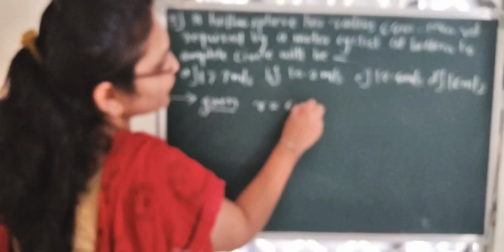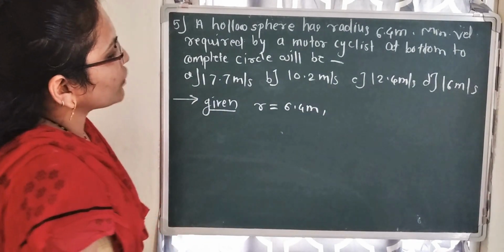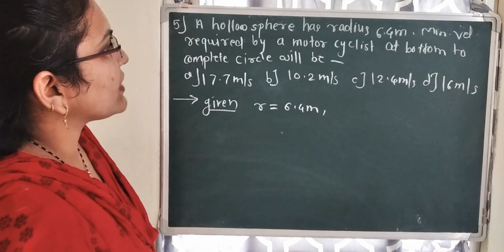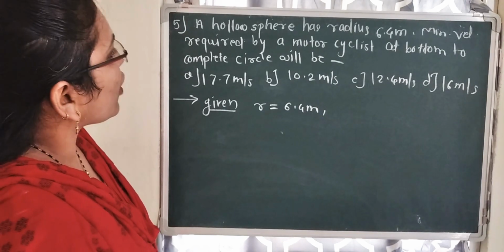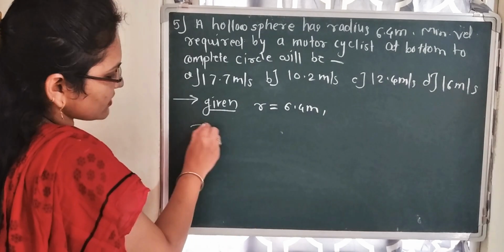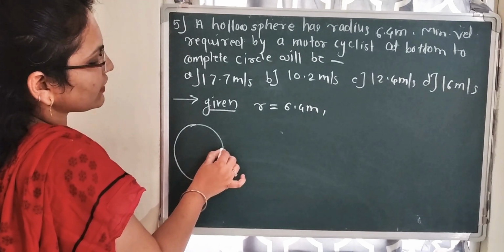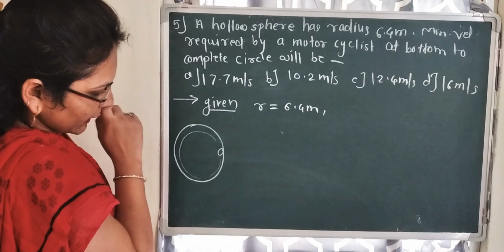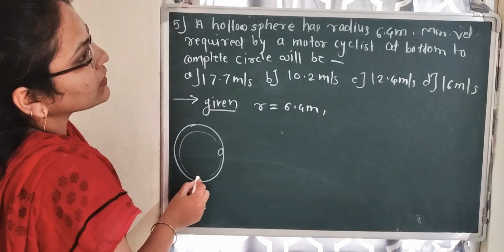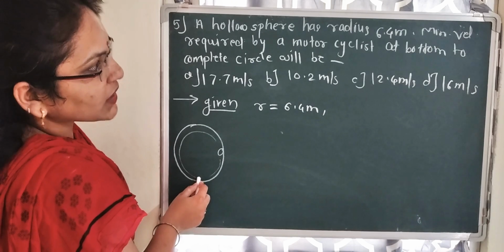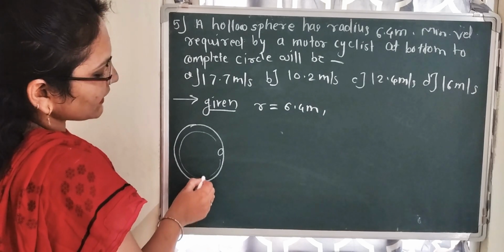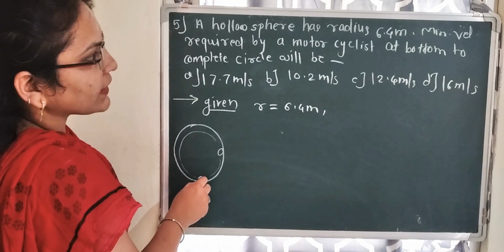See the question first. A hollow sphere has radius 6.4 meter. What is given? Given r is equal to 6.4 meter. Then what we have to find out? The minimum velocity required by the motorcyclist at the bottom to complete the circle. That is, there is a hollow sphere like this. The motorcyclist is revolving along this circle, and we have to find out the minimum velocity required by the motorcyclist at the bottom, at this position, to complete the circle.